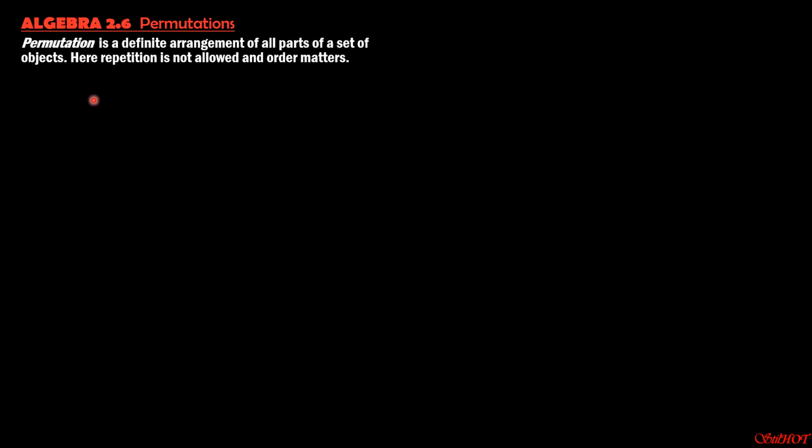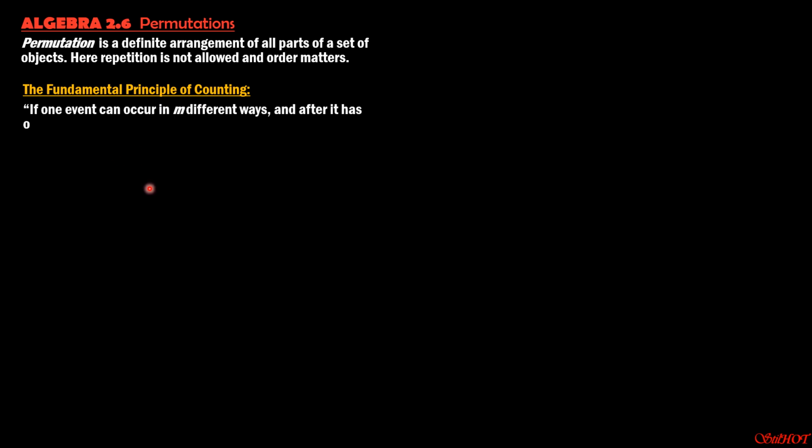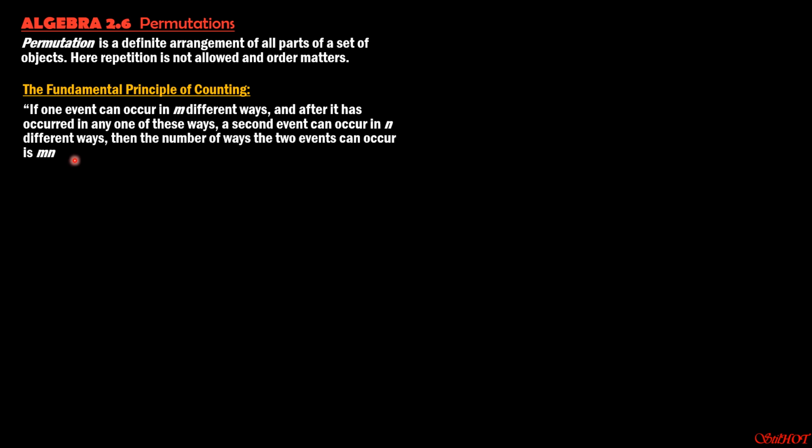Before we proceed, let's have this fundamental principle of counting, which is very important in determining the number of different ways that events can occur. If one event can occur in m different ways, and after it has occurred in any one of these ways, a second event can occur in n different ways, then the number of ways the two events can occur is simply the product mn different ways.